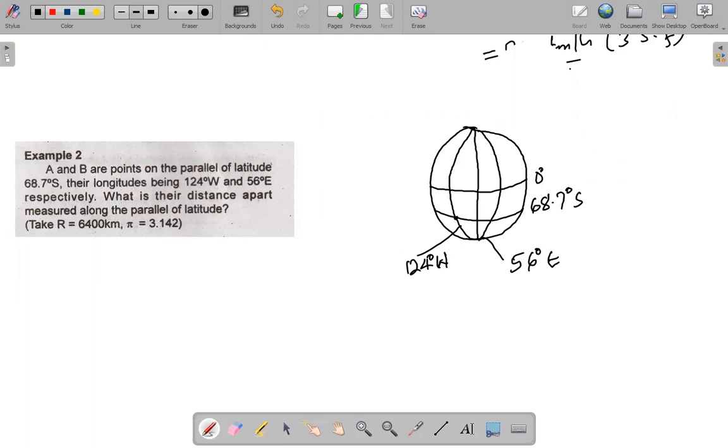Let me put the pointers. This is point A, where the latitude and the longitude meet. Then point B, where the latitude and the longitude meet. So the question says, what is their distance apart? This arc length here is the distance apart. We need to know the angle between them. This angle is the sum of these longitudes, because the longitudes are in different locations, 124 degrees west and 56 degrees east. So theta will be 124 plus 56, which gives us 180 degrees.